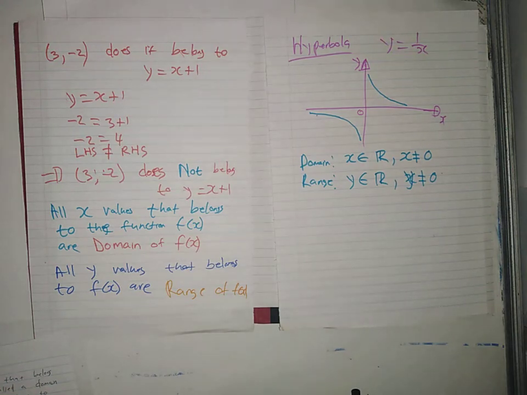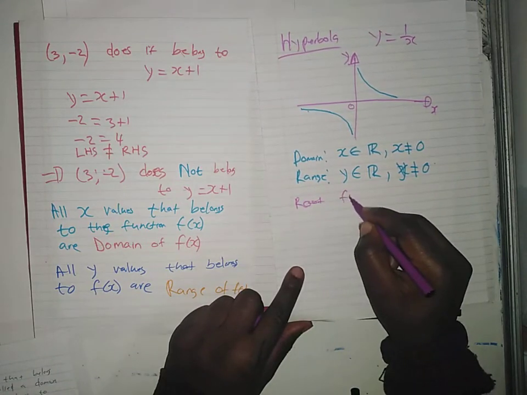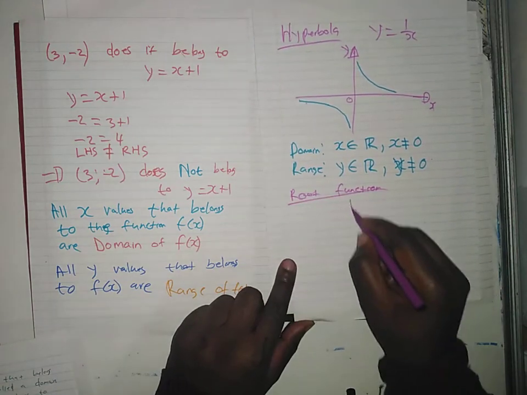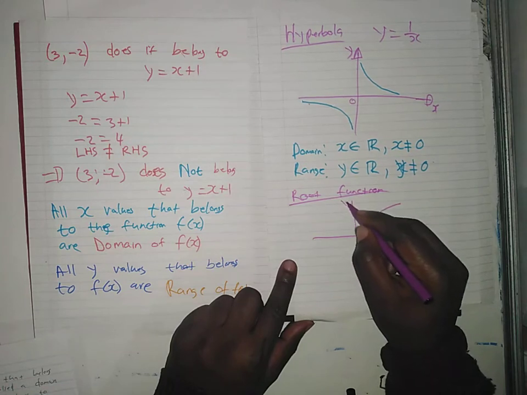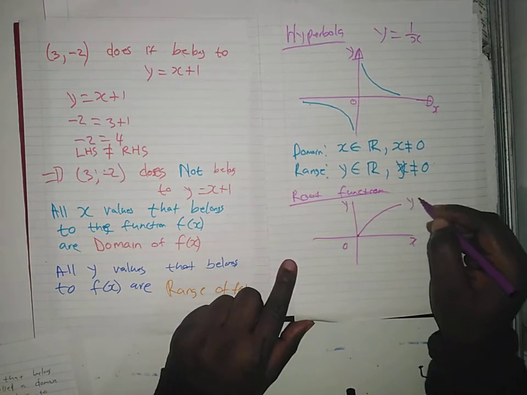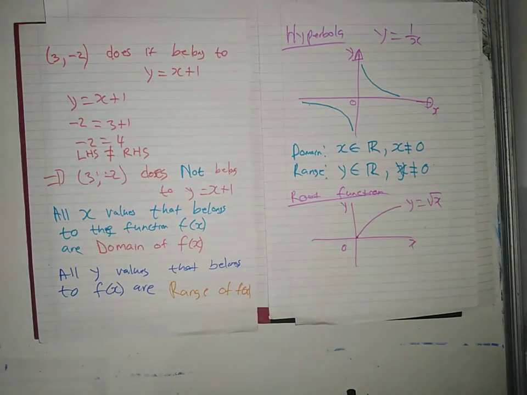Let's say we've got a root function. What is a root function? A root function is a function that is like this. You see, this is y, this is x, this is 0. This is the function y is equal to root x. What is the domain? What is the range?